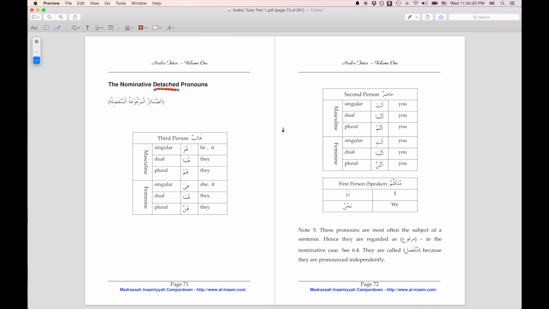Feminine: hiya, huma, hunna. So this huma and this huma, they're the same. Second person hadir, so it's ghaib, hadir, and mutakallim.